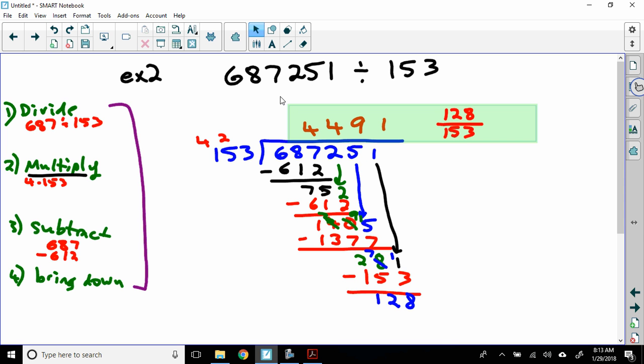What would you do if I gave you one of those on a quiz? Would you be able to handle that? No calculator? Just dividing numbers? Well, in a minute, we're going to put polynomials into this.